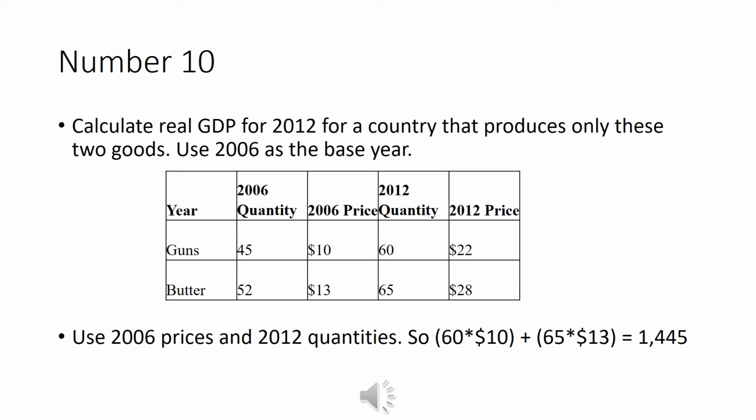So 2006 prices for guns was $10. In this economy, there were 60 guns that were sold. So we multiply 10 by 60 and we'll get 600. Then turning to butter, we'll use the 2006 price of $13 and multiply it by the 2012 quantity, so 65. You multiply those together, that's going to equal 845. So when we add the price times the quantity of guns and of butter for 2012, that'll equal 1,445. So that'll be the real GDP in this economy that only has these two goods.